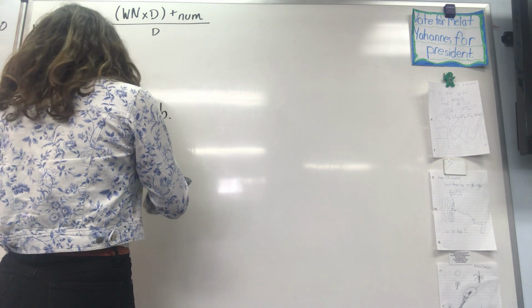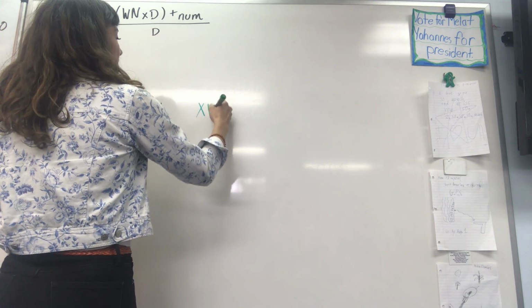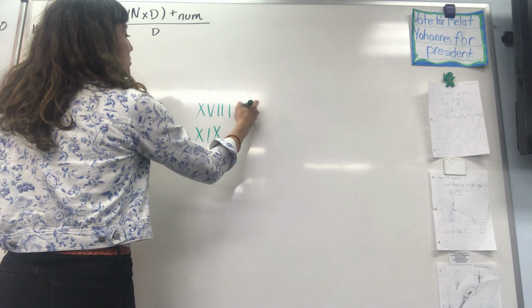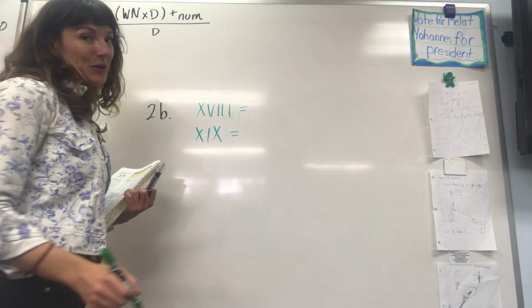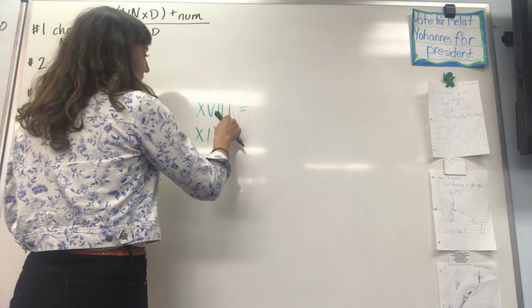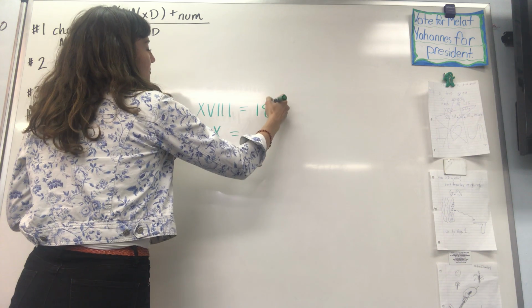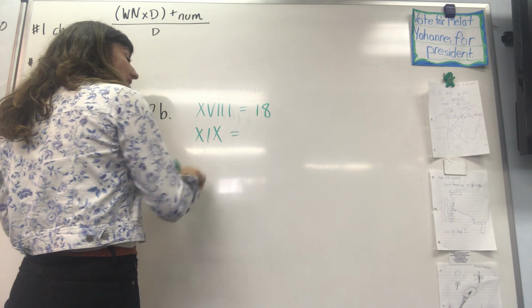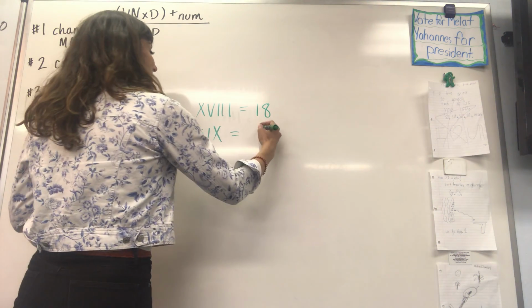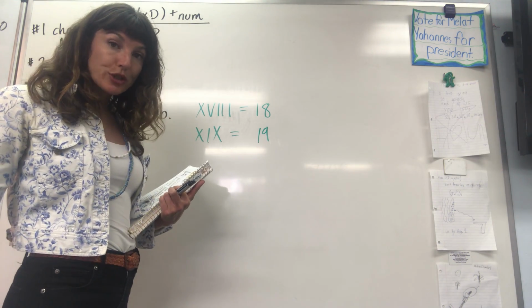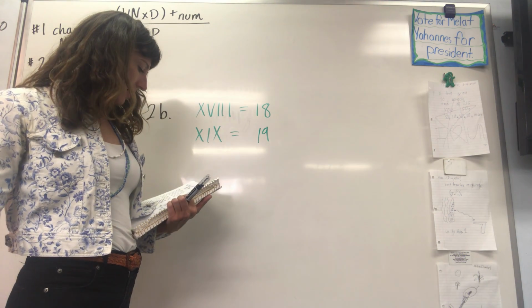In green, XVIII and XIX. Let's translate these into Arabic numerals. 10 plus 5 plus 1 plus 1 plus 1. 18. 10 plus 10 minus 1, which is 10 plus 9, is 19. All right, so everything I write in green needs to go into your book, please.